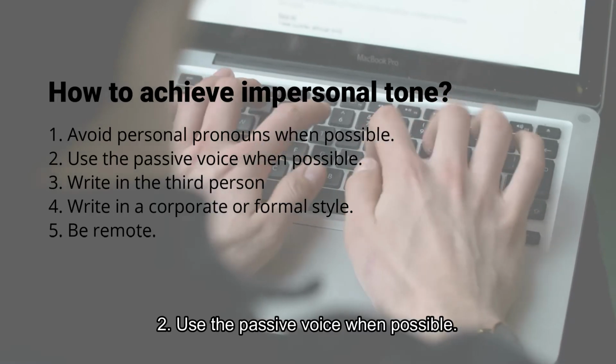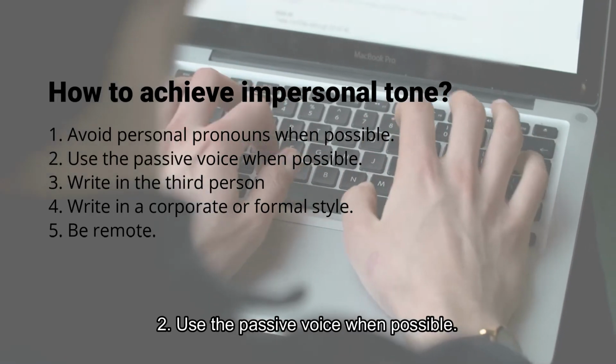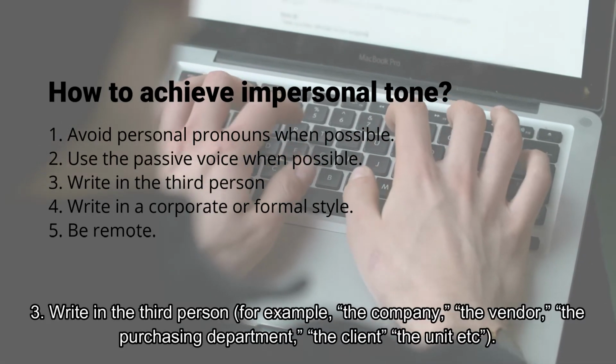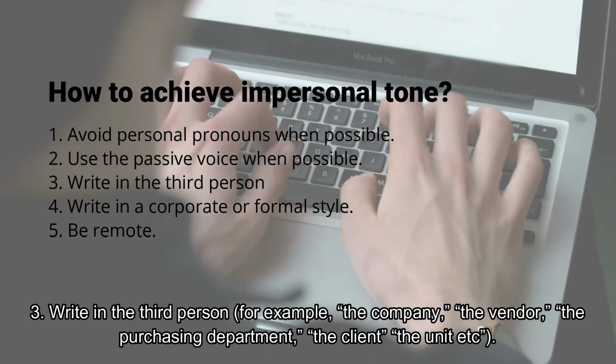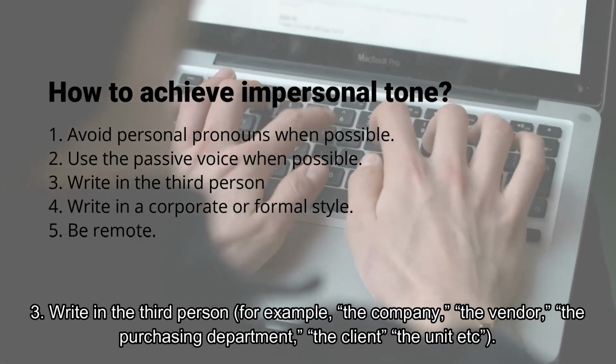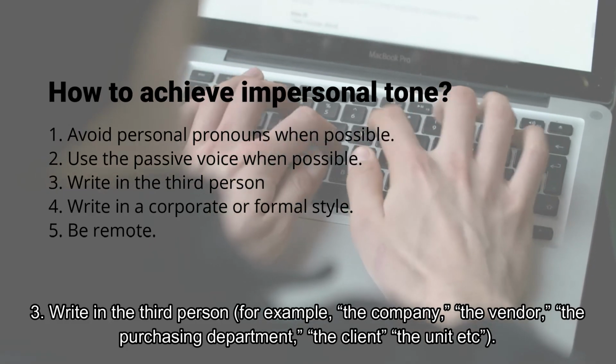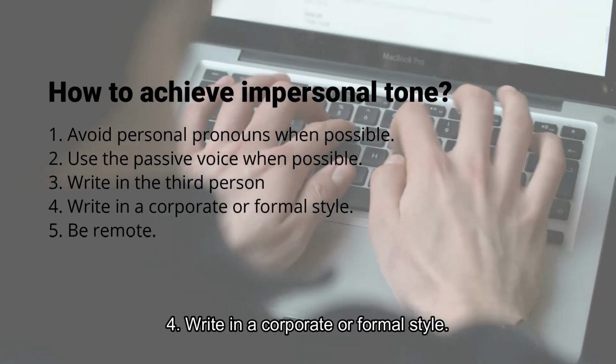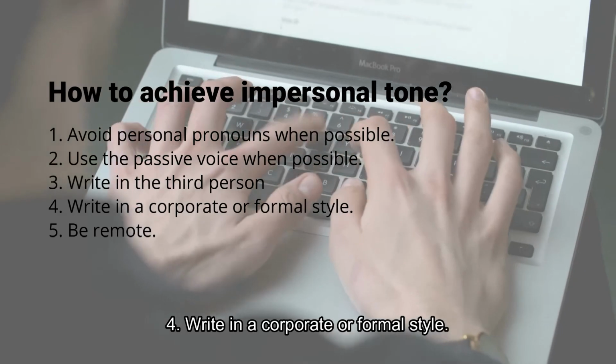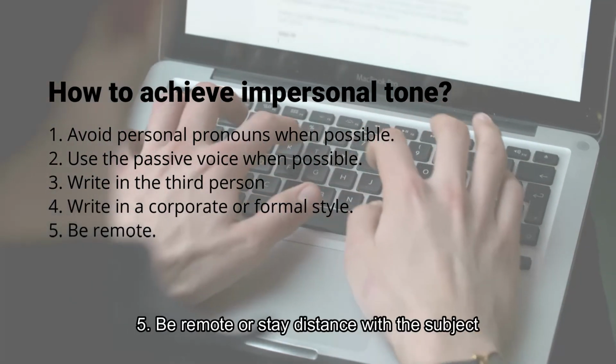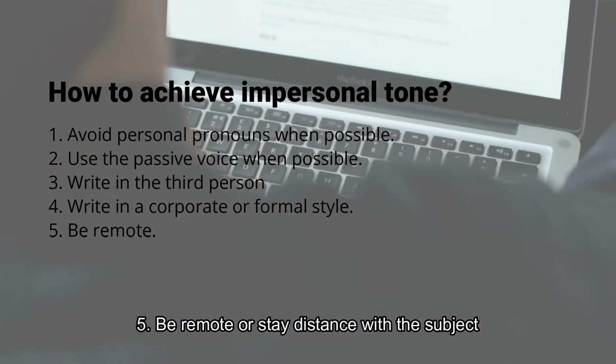Number 2, use the passive voice when possible. Number 3, write in the third person, for example, the company, the vendor, the purchasing department, the client, the unit, and so on. Number 4, write in a corporate or formal style. Number 5, be remote or stay distant with the subject.